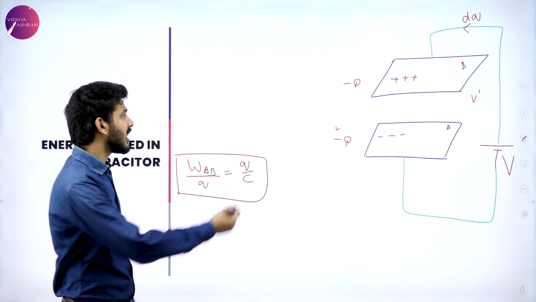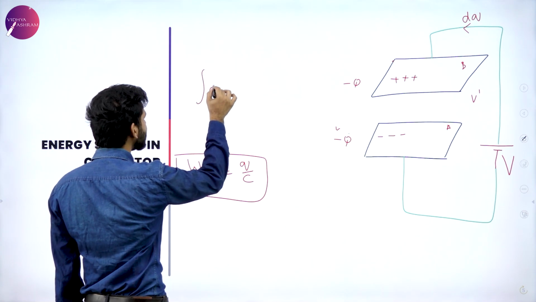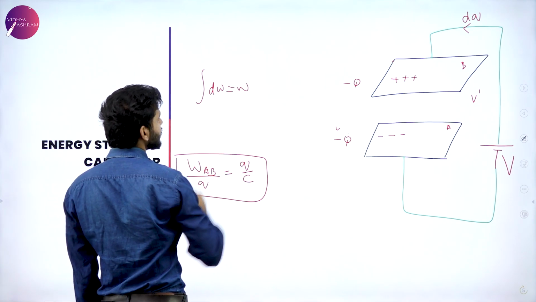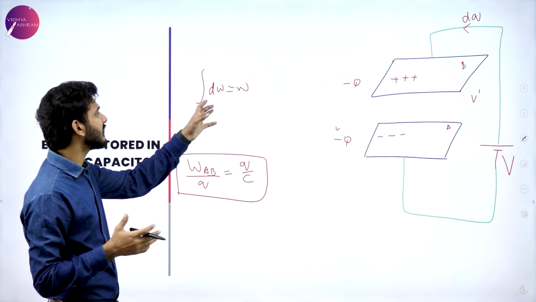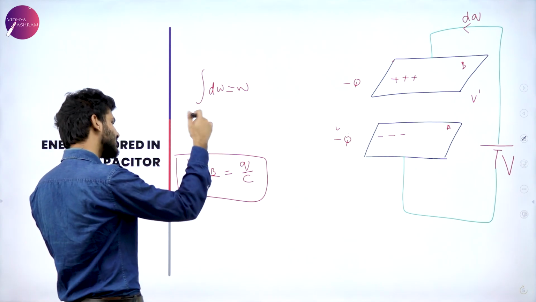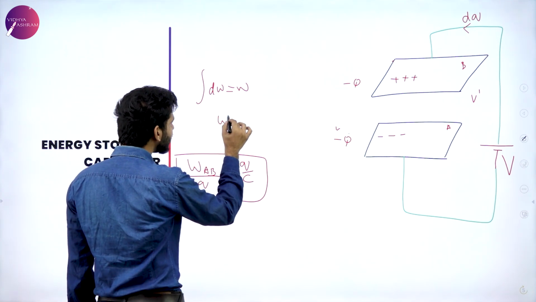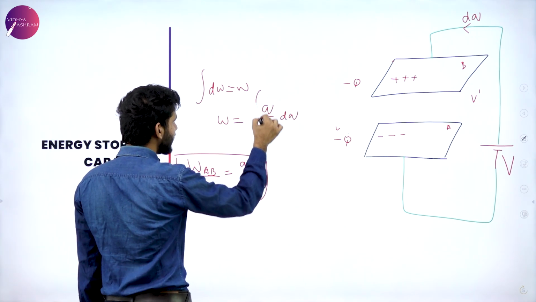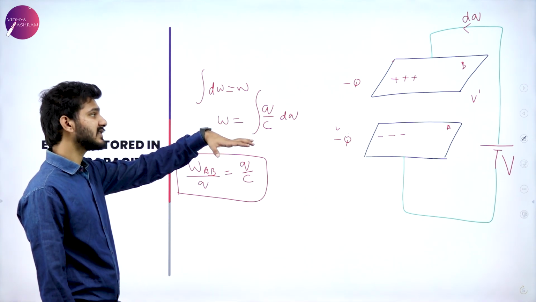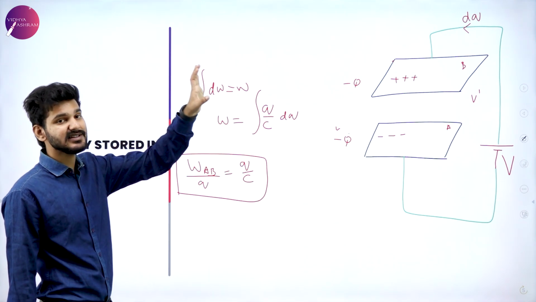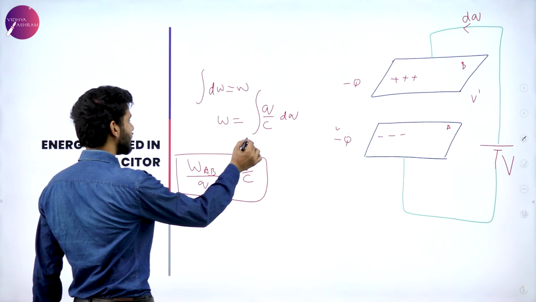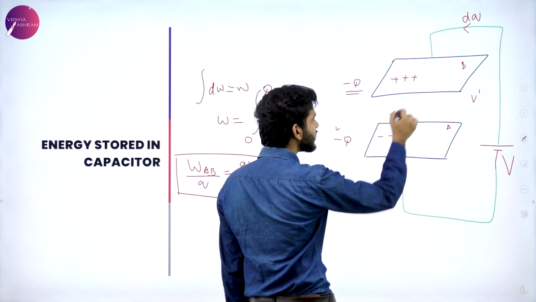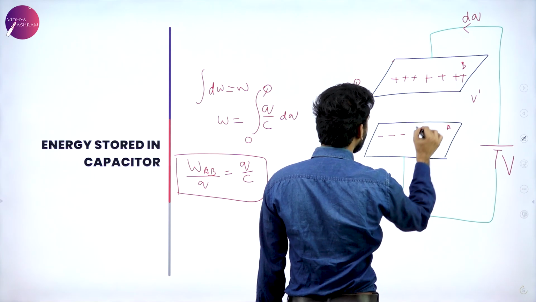So the small work done is dw and the integral of that will be W. In order to find out the net work done, I only have to integrate that small work done. That small work done can be written as Q by C dq. Integral from where to where? From the plate being empty, that is the charge was 0, to the charge being maximum, that is Q. So we can write 0 to Q. When this is capital Q, the plate is completely charged.